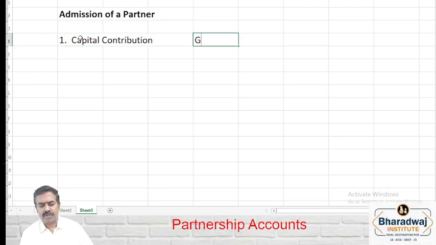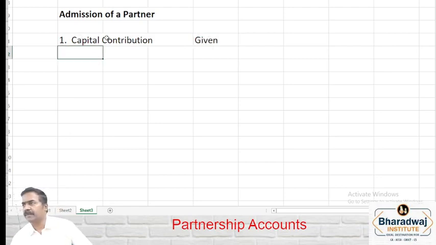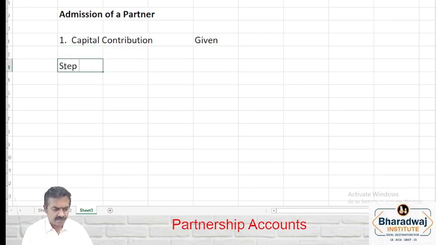In an examination situation, it will be given in the question. Now our work will start with finding out the new ratio, the new profit sharing ratio.